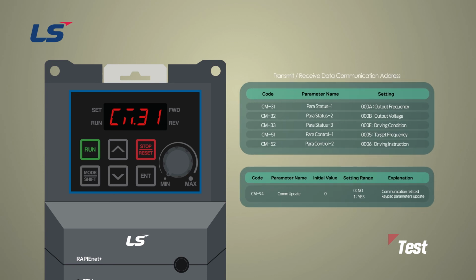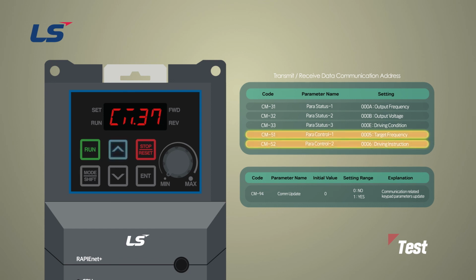Here, the communication address of the output frequency is 000A. The communication address of the output voltage is 000B. And the communication address of the operation state is 000E. So each address is set.